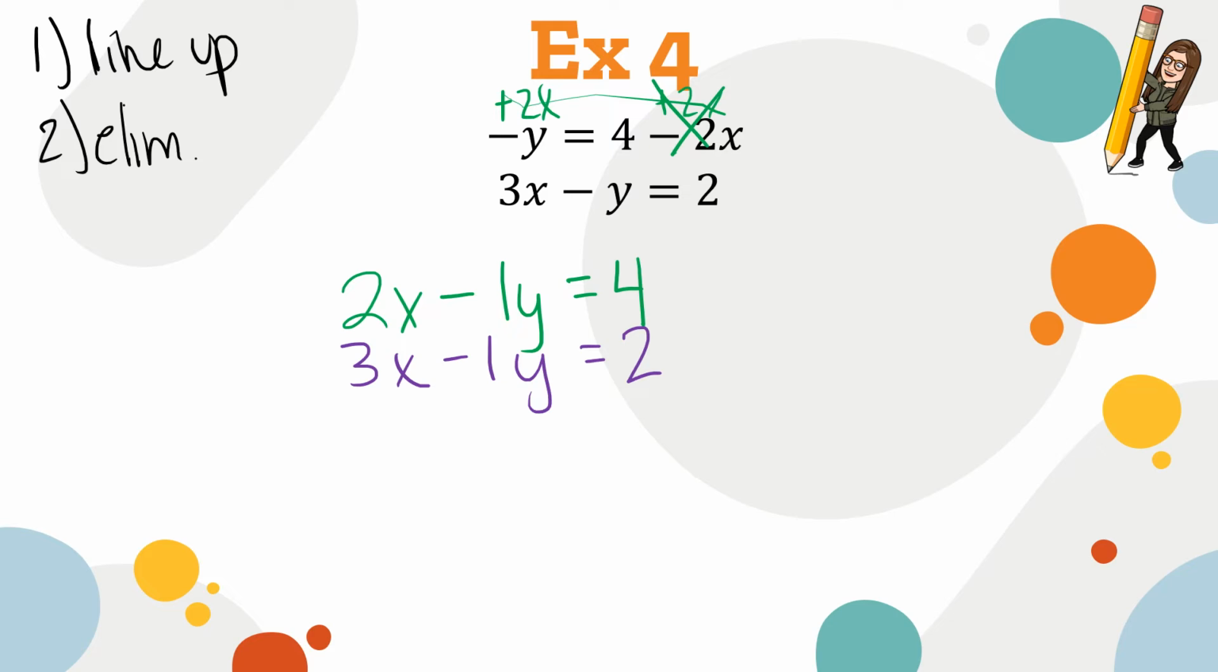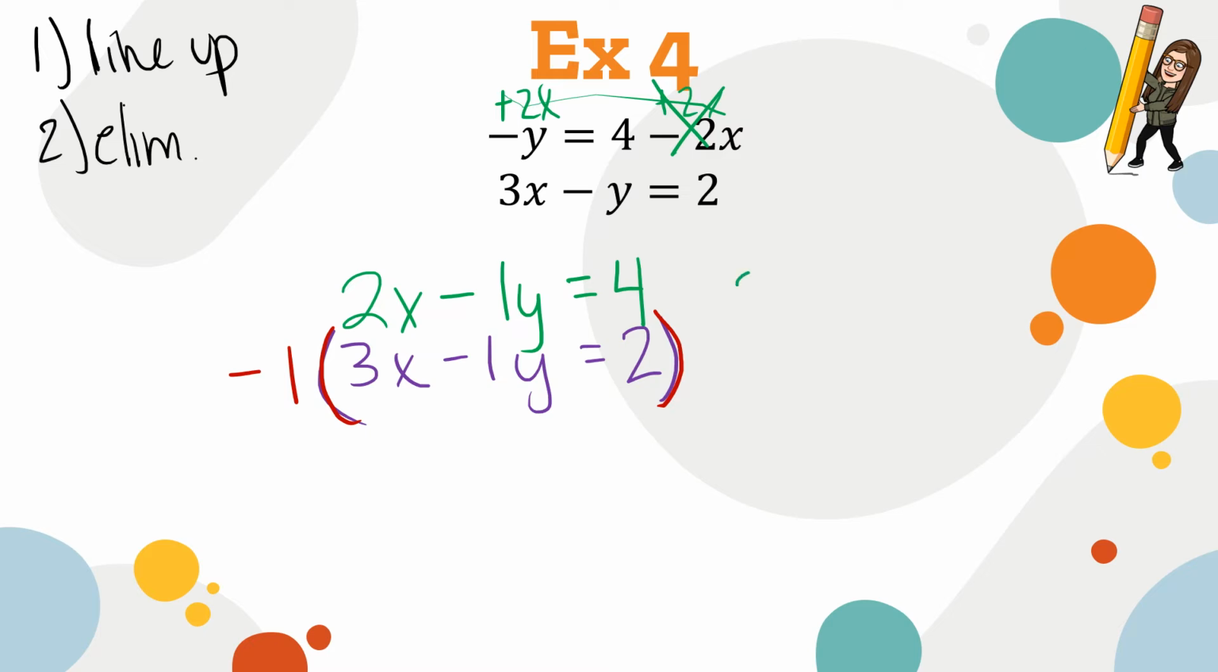Okay, that looks better. They're lined up. Next, I need something to eliminate. Should I try to get rid of the x's or the y's? Definitely the y's, because look, they're almost the same number. Now, they are the same number, but I want them to be opposites, right? How do I get rid of a 5? I subtract 5. How do I get rid of a negative 1? I need to add 1. So here's what I'm going to do. I'm going to times the entire second or first, you get to decide, equation by negative 1.